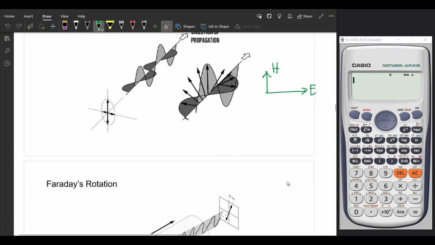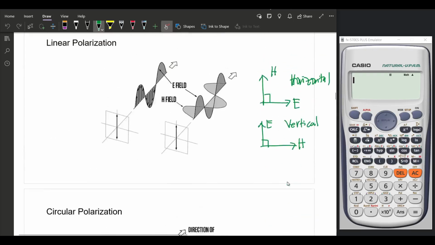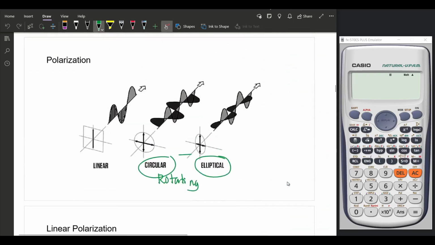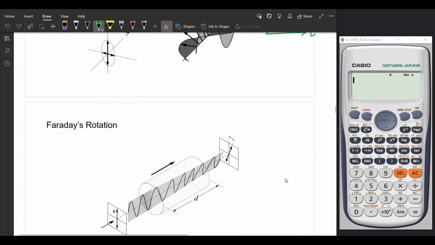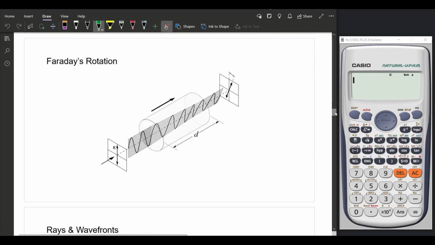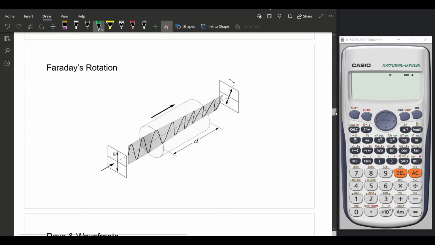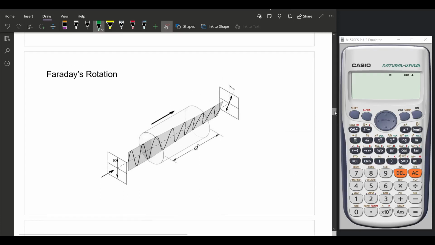Okay? So those are the different polarization na meron yung mga electromagnetic wave natin. So it can be horizontal, vertical, circular, or elliptical. Okay? Next, so I'll just add this one. So ano ito? So this is a phenomenon which is known as the Faraday's rotation. So the Faraday's rotation is due to the atmosphere of the Earth.